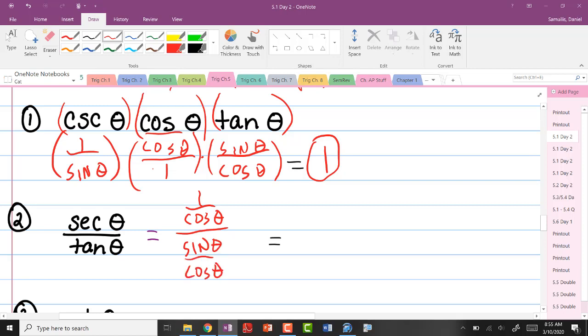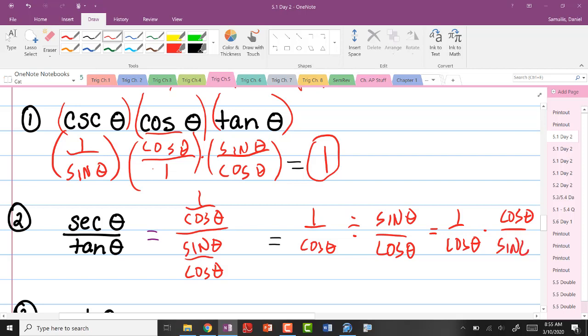Who cancels? The cosines cancel. It's the whole division thing. I guess we could write it: it's 1 over cosine divided by sine over cosine. That's what this means. This is 1 over cosine times the flip. But I wanted you to understand, those that do this fast, that this ends up leaving sine on the bottom. So when I cancel this, that is 1 over sine, and sine is in the denominator.